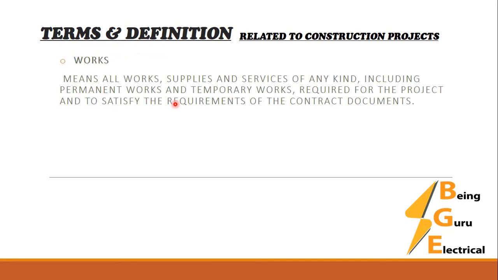Works mean all supplies and services of any kind, including permanent works and temporary works required for the project and to satisfy the requirement of the contract document. So works include all the temporary and permanent works which is important to fulfill the contract document requirements. So this is all about the terms and definitions mostly used in the construction projects. These terms and definitions are for the Middle East, Pakistan and India region. If you are outside this region, there will be some slight changes, but the main theme will be the same.